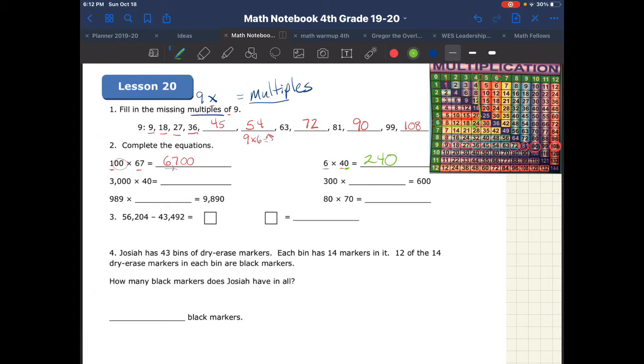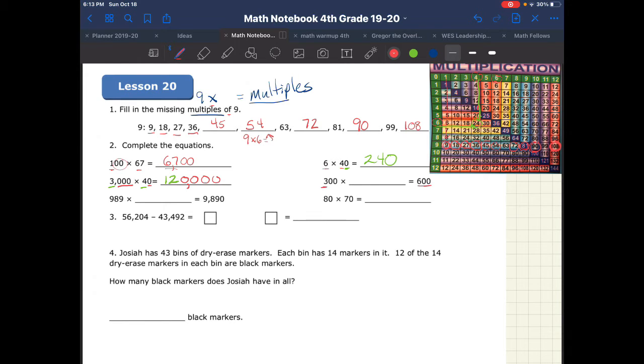Here we've got 3,000 times 40. 3 times 4 is 12. And I have got a total of 1, 2, 3, 4 zeros, so I need to place 4 zeros. Tens times thousands is 10,000s, so we ended up having to add these 4 extra zeros, which makes 120,000.